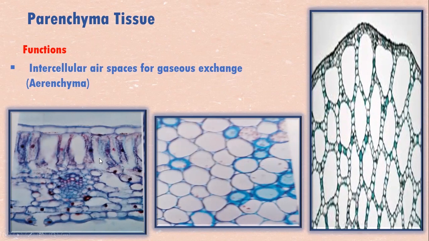You have big intercellular spaces in the leaf, all right? Big intercellular spaces, because the leaf takes in carbon dioxide and oxygen for photosynthesis. So the leaf needs a lot of intercellular spaces, and the parenchyma and the intercellular spaces have been arranged that way.